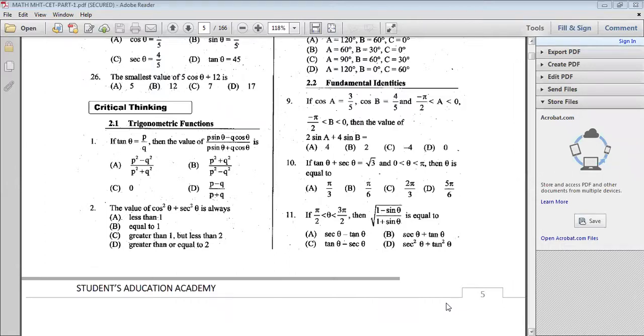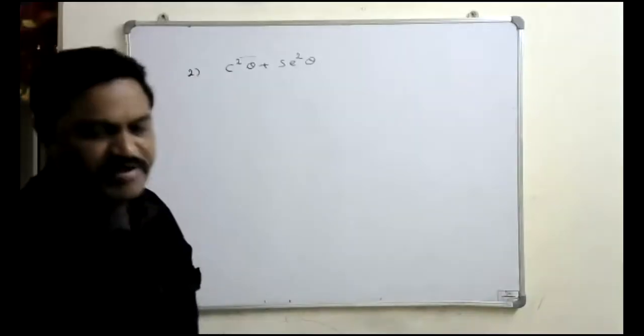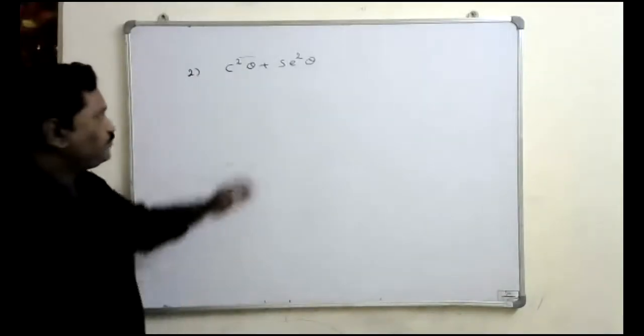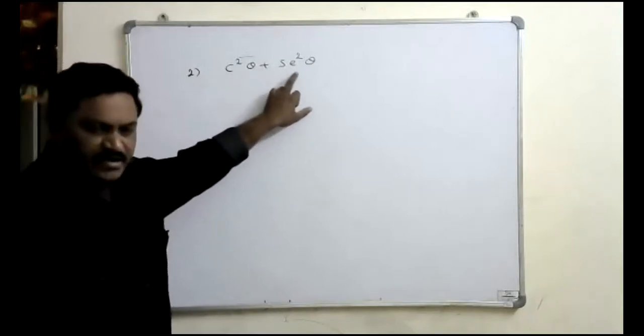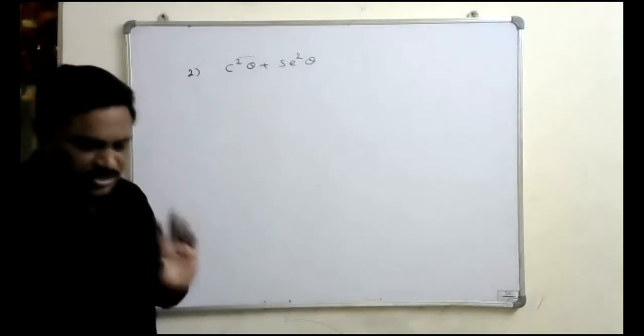The value of cos square theta plus secant square theta is always. Look at this. Second one. Cos square theta plus secant square theta is always: less than 1, equal to 1, greater than 1 but less than 2, or greater than or equal to 2. So how do you find its minimum value? So just observe here. It is cos and secant. These two are the reciprocal to each other, right?